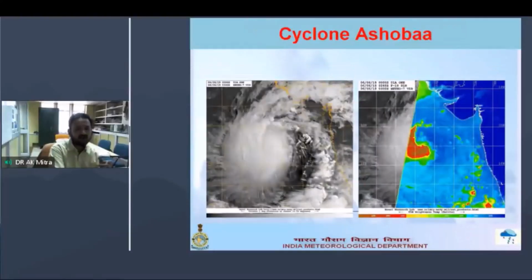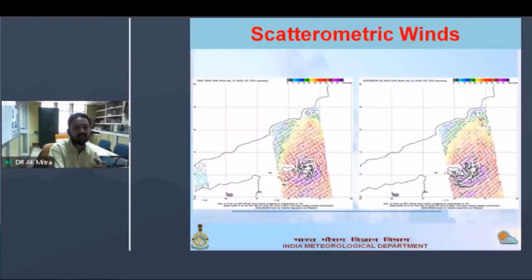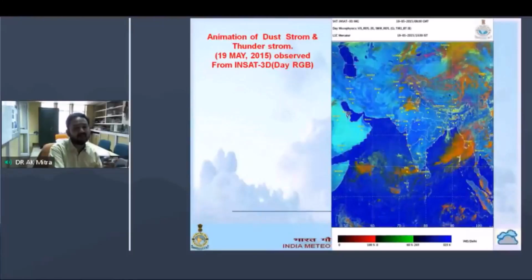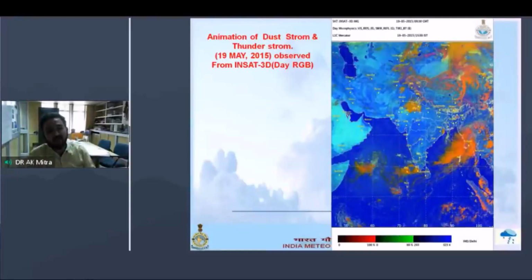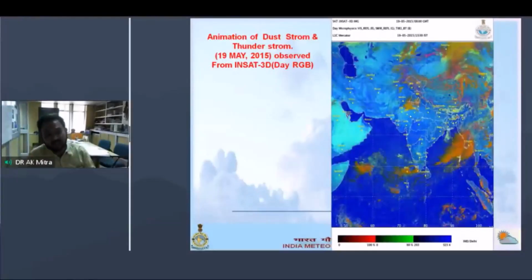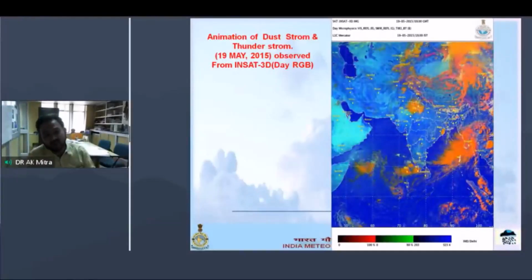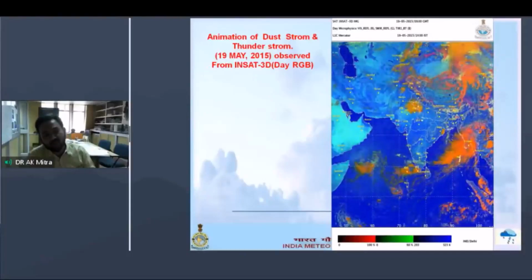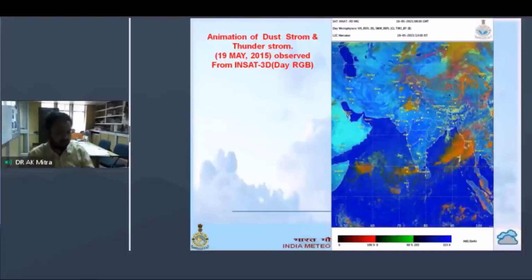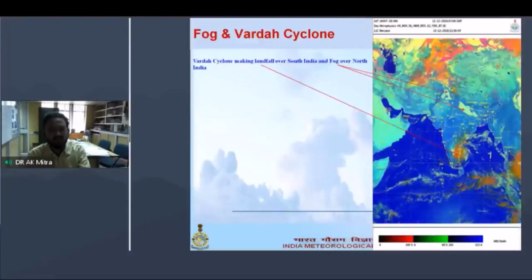This is the Ashoba, you can see, and this is scatterometric winds, and this is the animation. As I said, that dust. If you can see the imagery very well, see RGB, how RGB is helping us. This dust along with the cloud is also coming toward here, like your Jodhpur to the entire northwest part, Bhopal. Very well captured in May 2015. Now also from fog, Varda cyclone, both are capturing very well.